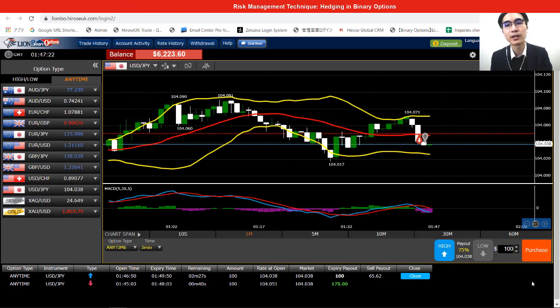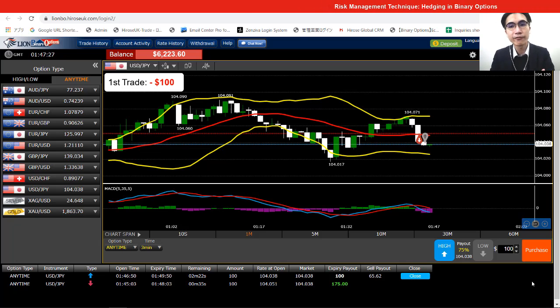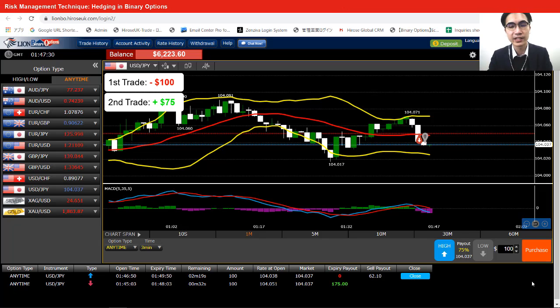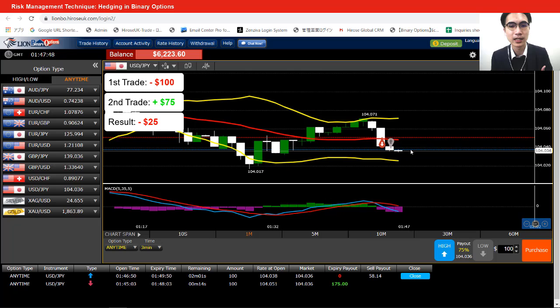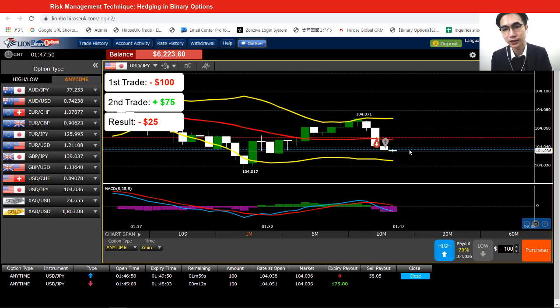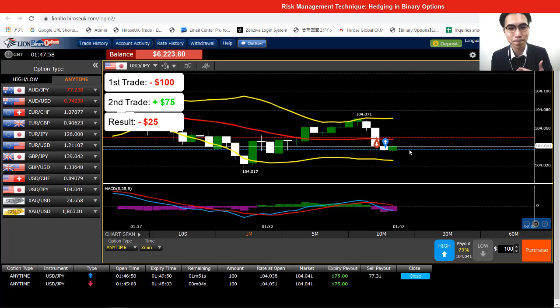So even if I lose my first trade there, that is a $100 loss. If I make my profit with the second trade, then I get 175 back. If we do a simple calculation, the loss of these two trades is only going to be $25, which is a lot less than the original loss, which is $100. So again, hedging is for you to minimize your loss. It's not for you to maximize your profit.